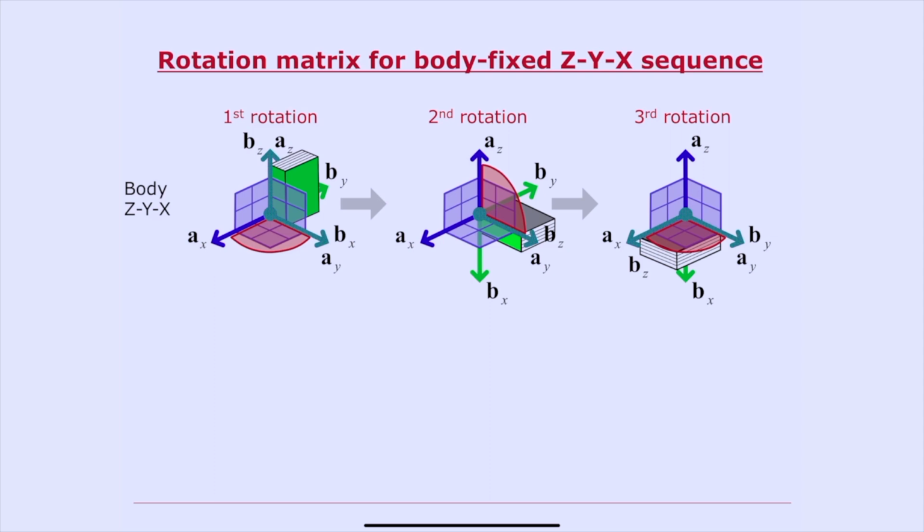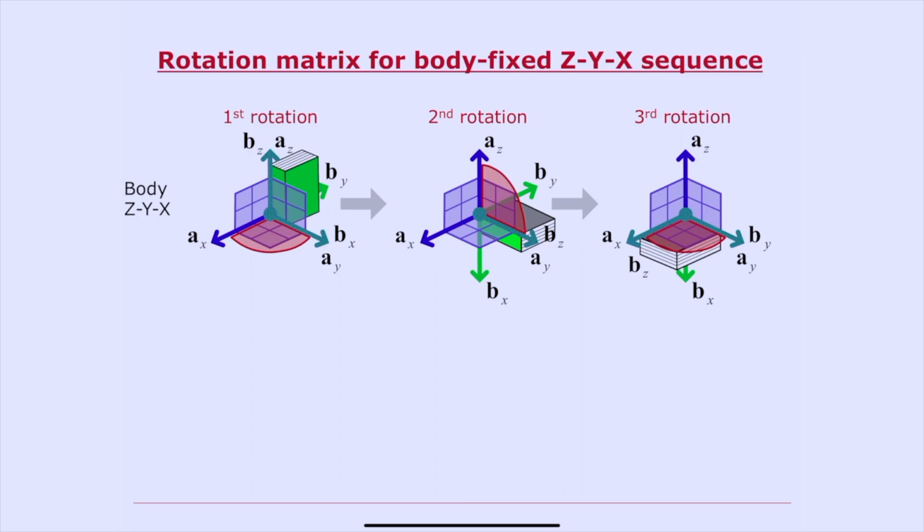Now let's take a look specifically at what the rotation matrix would look like if we had a body fixed ZYX sequence. We have the rotation sequence shown here, and we're going to write down what the rotation matrix would be. And remember that I said we can combine rotation matrices by multiplying them together. That's exactly what we're going to do here.